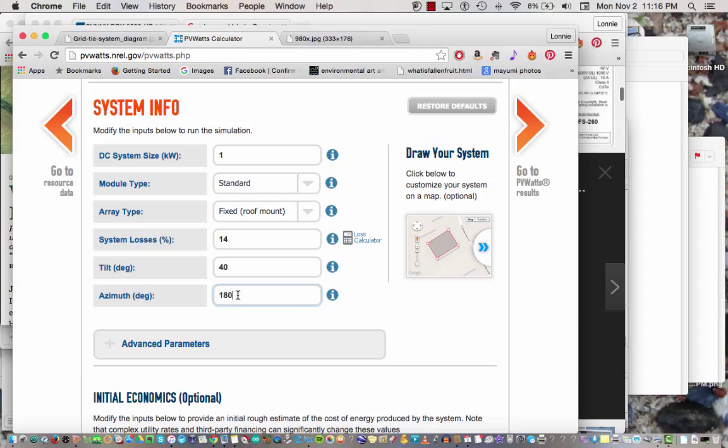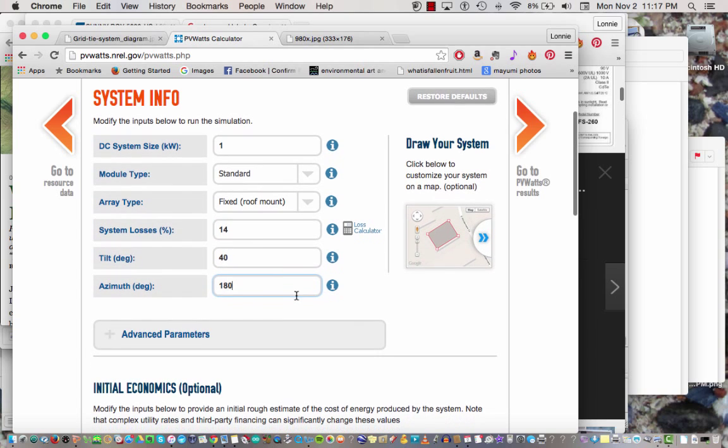And so in this program, 180 degrees is straight south. If I was going to do 90 degrees off south to the west, it would be 180 plus 90, which is 270, or 90 degrees off south going east, that would be due east. That would be 180 minus 90. So in this case it would be 90, or 270 would be the east and west directions.